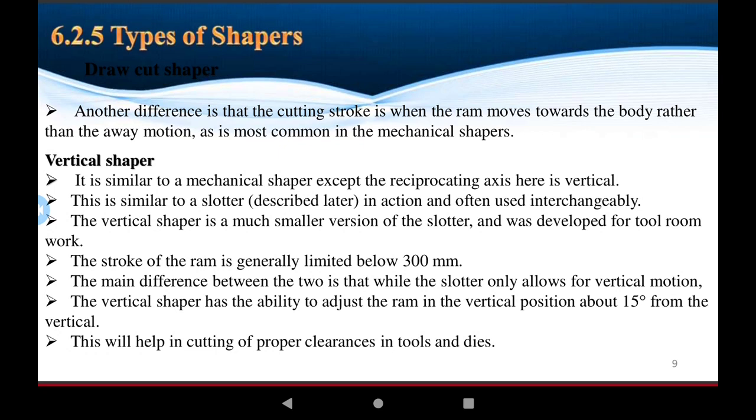These will help in cutting with proper clamping and proper clearance in tools and side. On both sides, proper clearance is provided for the tool to move easily from the upper position to the linear position, which is very easy for the edge positions.